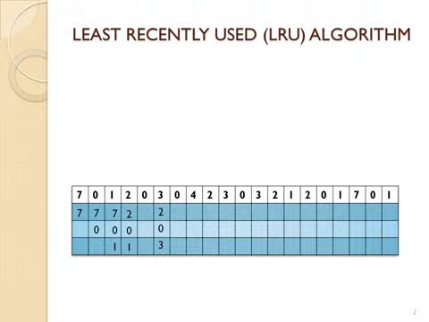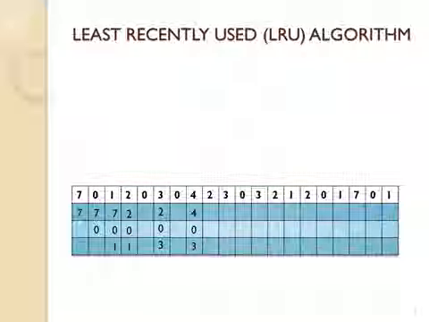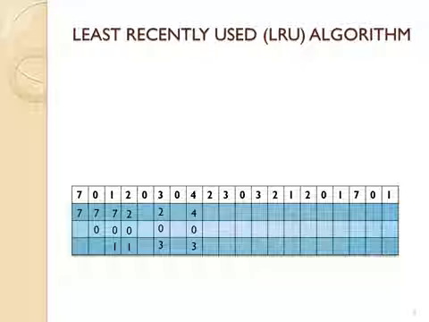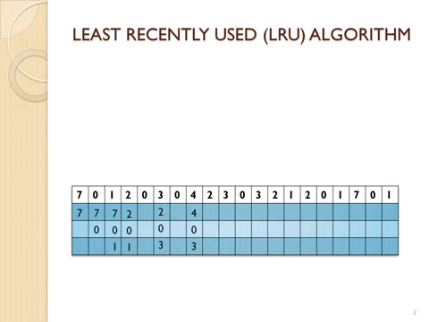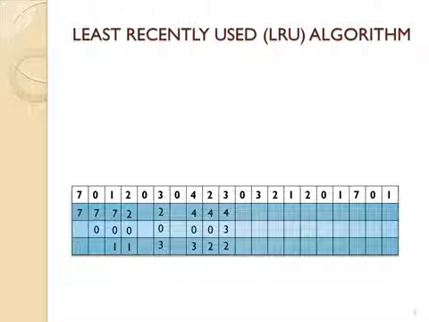Now we need page 4, and we just referenced page 0, so we're not replacing that one. And right before that, we used page 3, so we're not replacing that one, so we're going to replace page 2. And now we need page 2, and we just looked at page 4, and right before that page 0, so now we will replace page 3. And now we need page 3, and we just referenced page 2, and before that page 4, so now we will replace page 0. And now we need page 0, and we just referenced page 3 and page 2, so we will replace page 4.